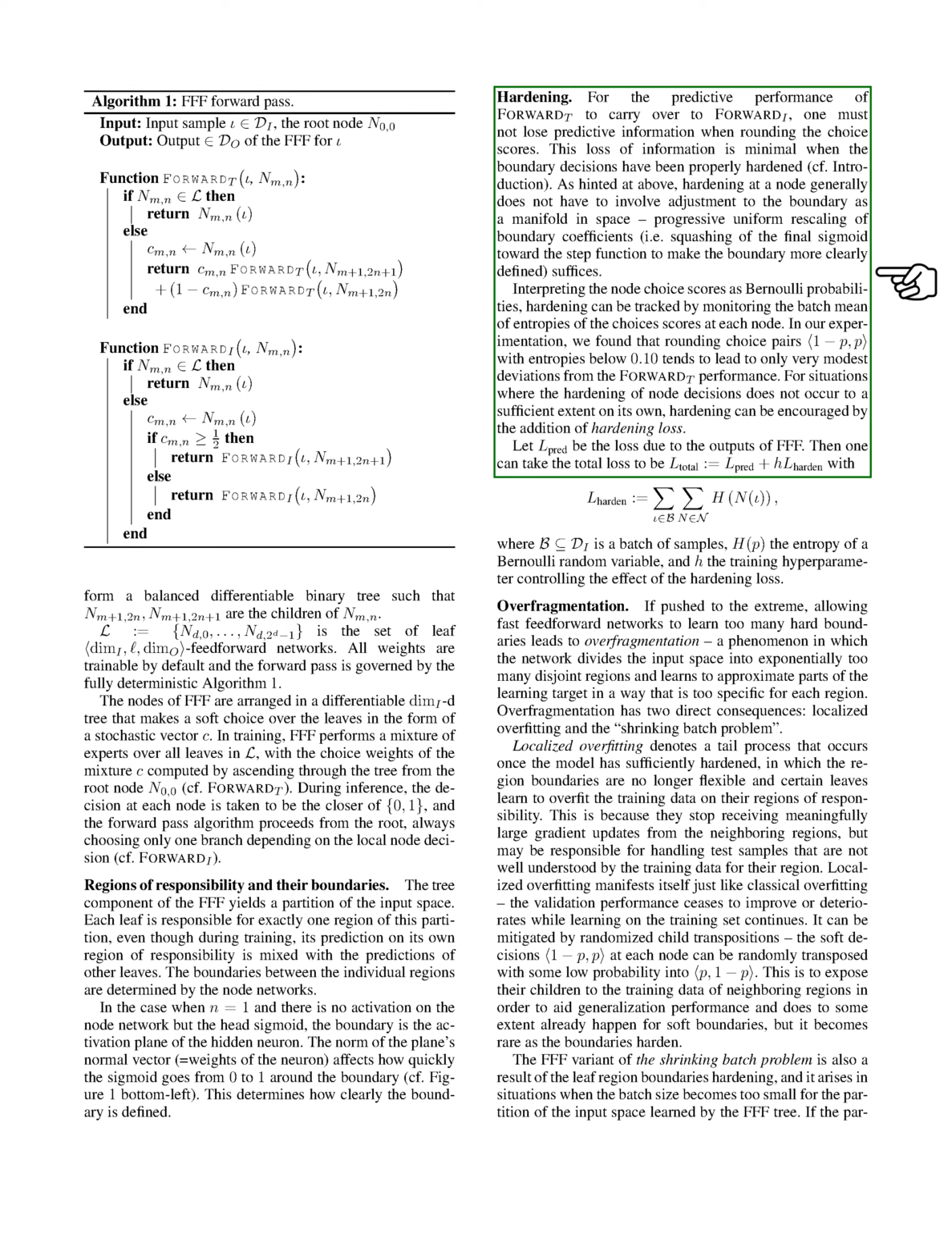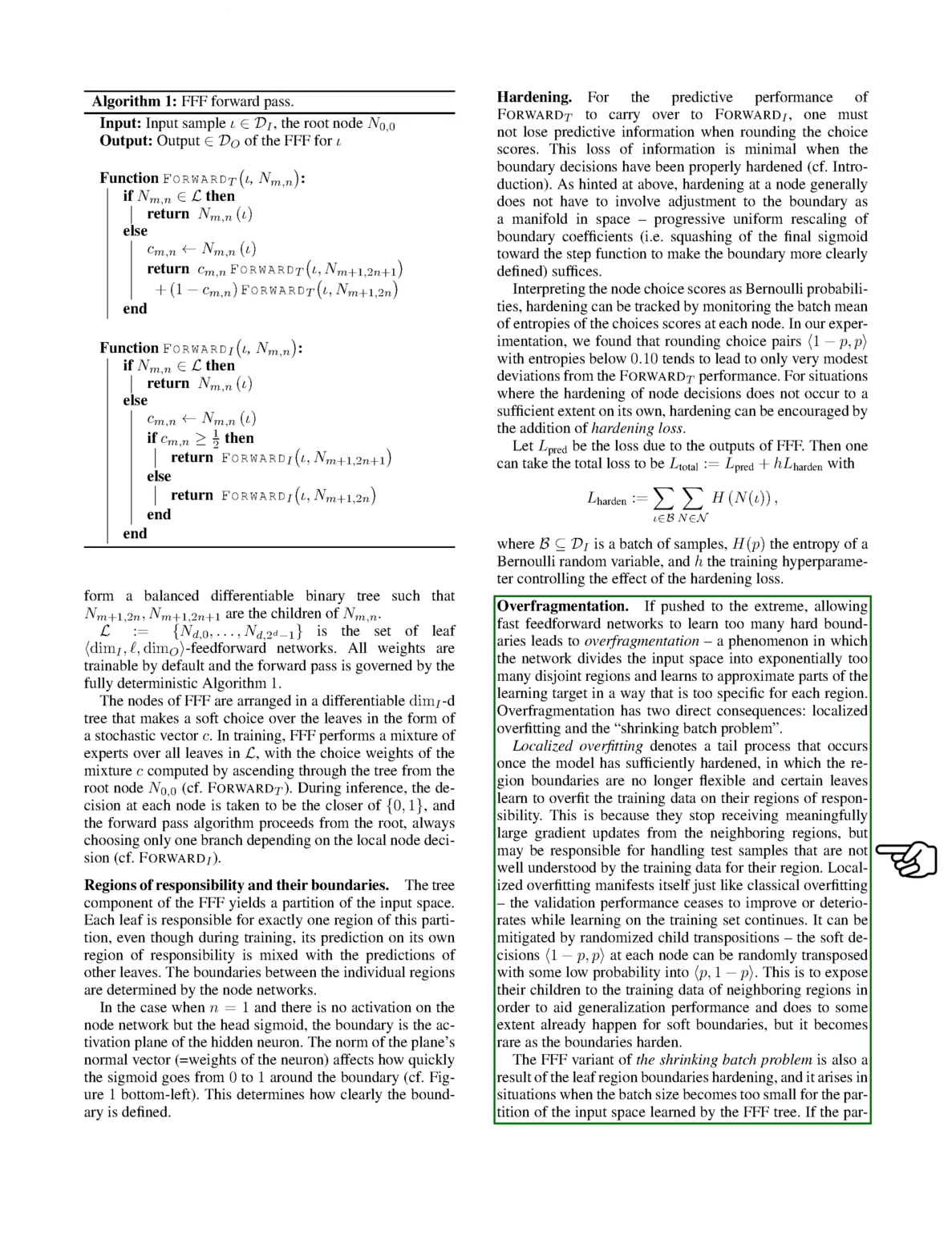Section. Overfragmentation. Let's talk about a phenomenon called overfragmentation. This happens when we allow fast feedforward networks to learn too many hard boundaries. In simple terms, the network starts to divide the input space into too many separate regions. It then tries to learn parts of the learning target in a way that is too specific for each region. This overfragmentation can lead to two main issues: localized overfitting and what we call the shrinking batch problem.